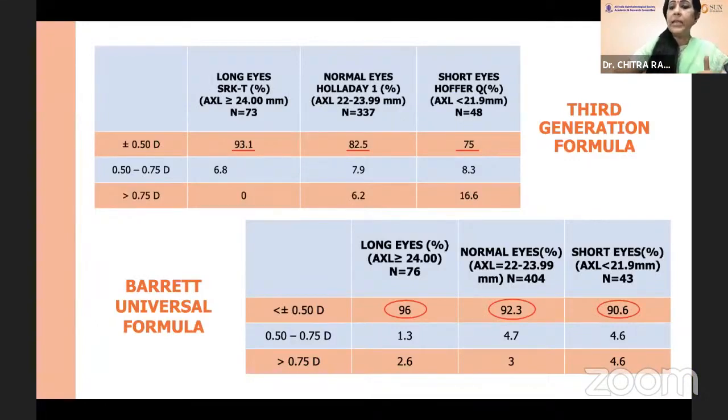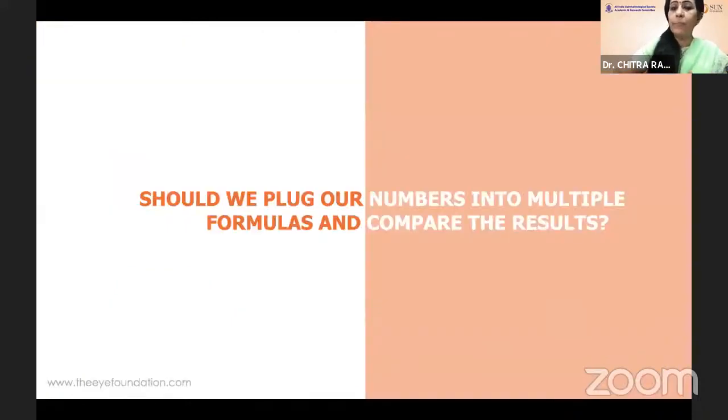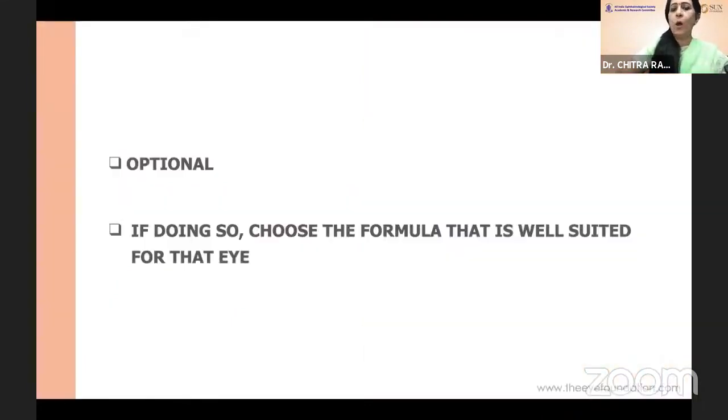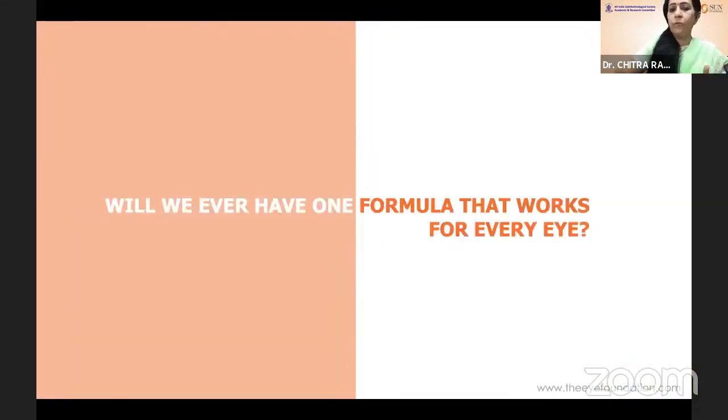We even did a study comparing the 3rd generation formula against the 4th generation Barrett's, and you can clearly see that in long eyes, normal eyes, and short eyes, Barrett comes with a greater accuracy, over 90% within plus minus 0.5 diopters. So then, does it mean that we keep plugging our numbers into multiple formulae and compare the results? No, that's optional. Maybe you could try it once to understand with a number of eyes which formula is best suited for an eye.